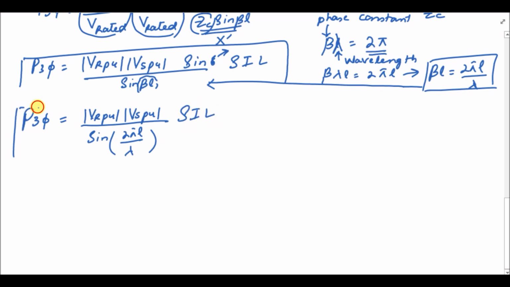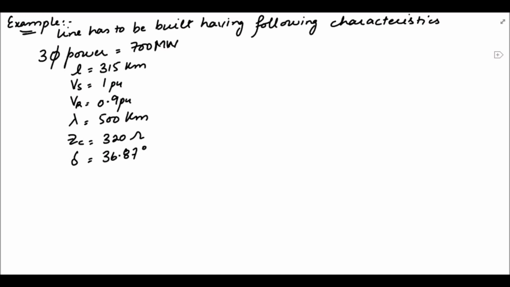And this formula is frequently used whenever you are designing some transmission line, and this will be explained by using a simple example. For example, in this case, we have to build a transmission line which has to transmit a 3-phase power of 700 megawatt. The length of the line is 315 kilometer. The sending end voltage is 1 per unit and the receiving end voltage is 0.9 per unit.